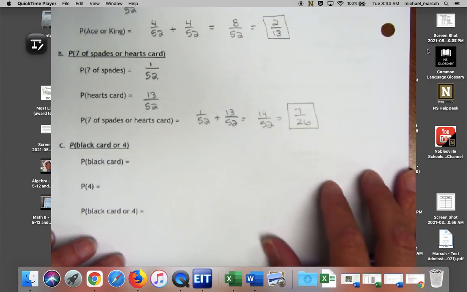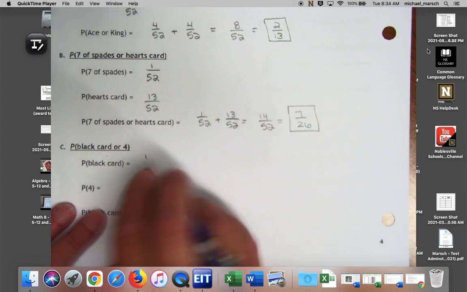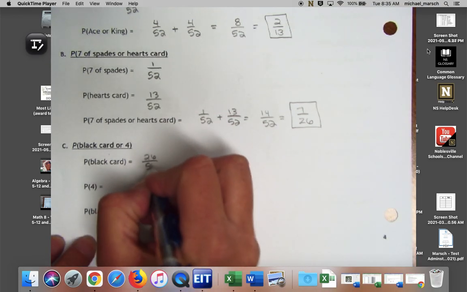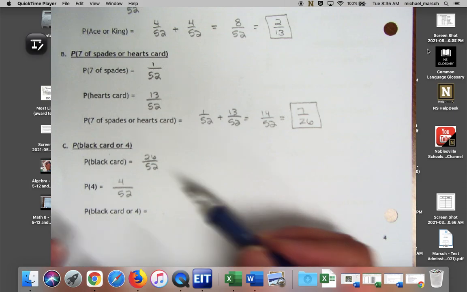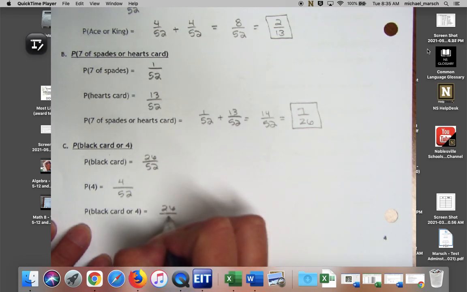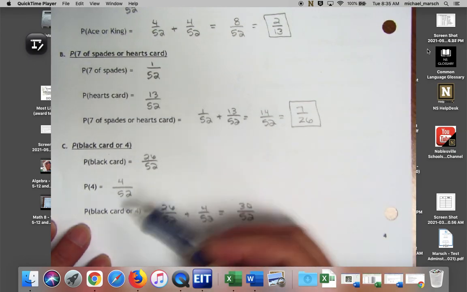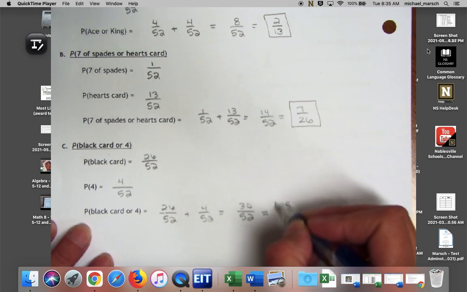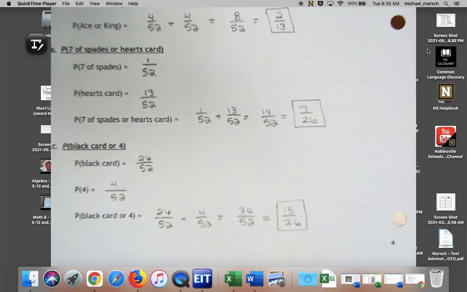Yep, that's the probability. A black card or a 4. Okay, well there are 26 black cards, right? Because we have spades and clubs out of 52. We only have four 4s because you have the hearts, diamonds, clubs, and spades. That's what you're going to have for all the 4 cards. So I'm going to have 26 out of 52 plus 4 out of 52. I'm going to get 30 out of 52 cards that meet that requirement, and that's going to simplify to 15 out of 26. That's a lot of cards. That's a lot of possibilities. The probability is pretty good for picking one of those cards.